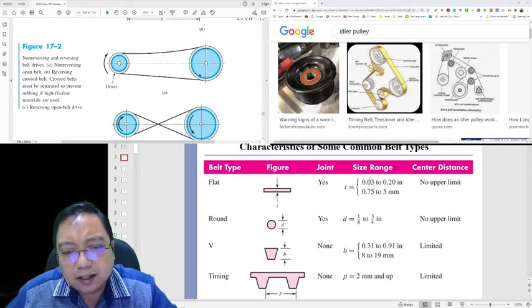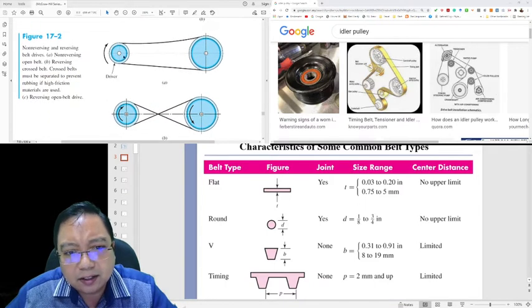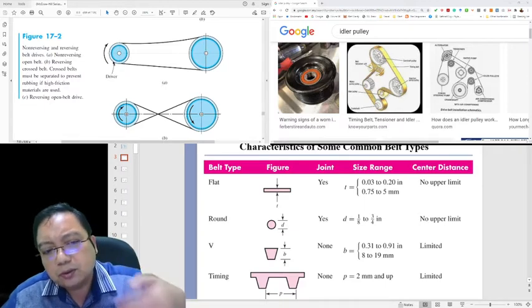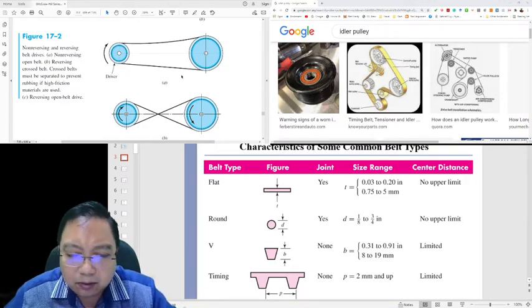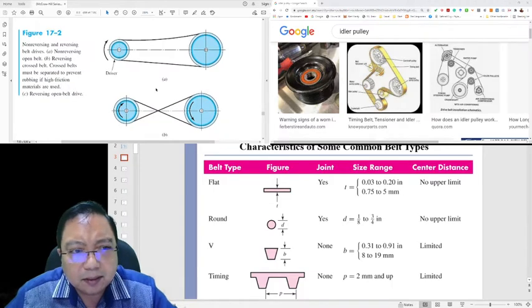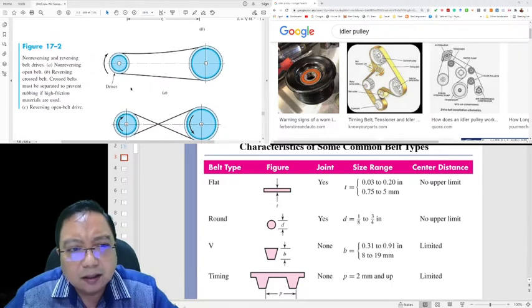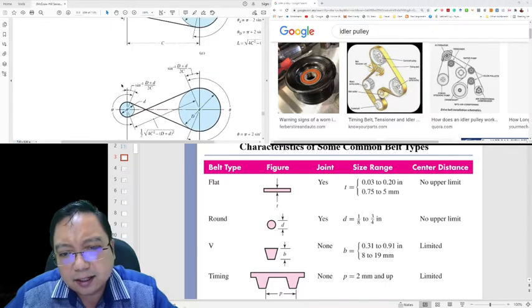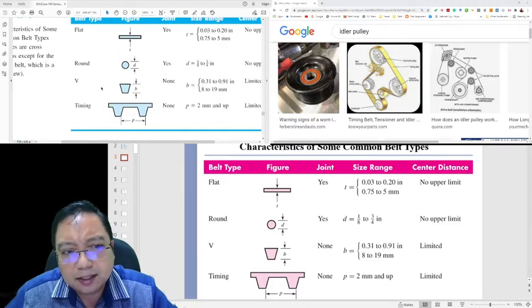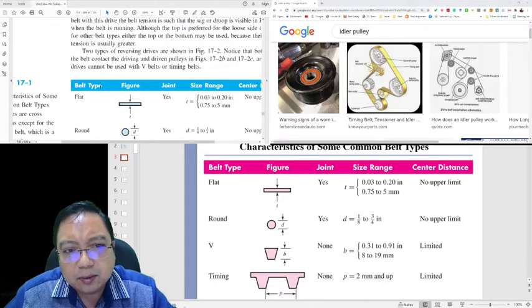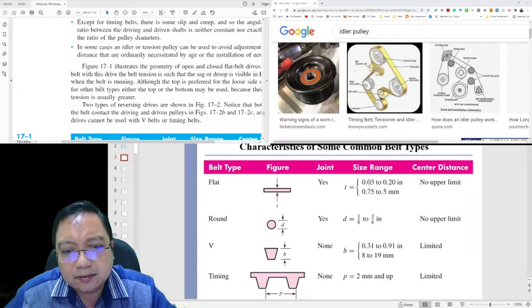The driver and the driven. This is the driver, the motor or engine that drives, and this is the driven. It will follow. This is what we learn next. There are some formulas that are quite complicated, but not that complicated. We will practice after this.